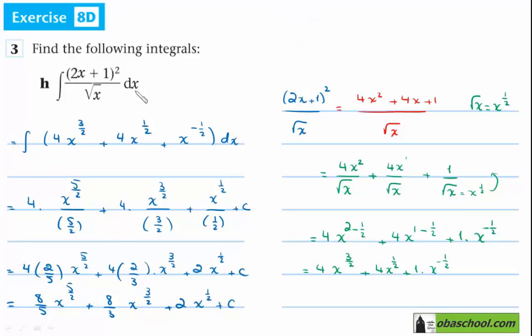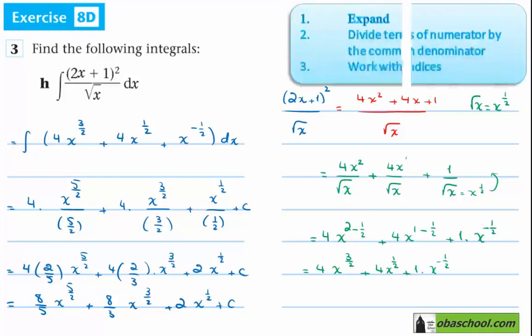So this is the final integration for the expression in part h. As you observed, we used many strategies in order to do the integration. We expanded first the numerator, then we divided the terms of the numerator by the common denominator, and finally we worked out with indices.